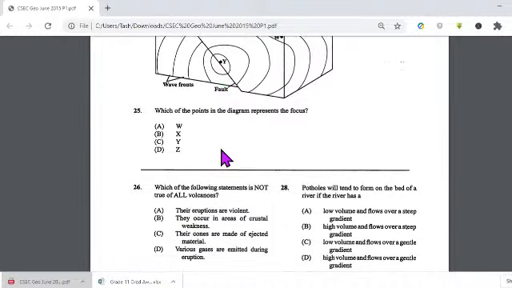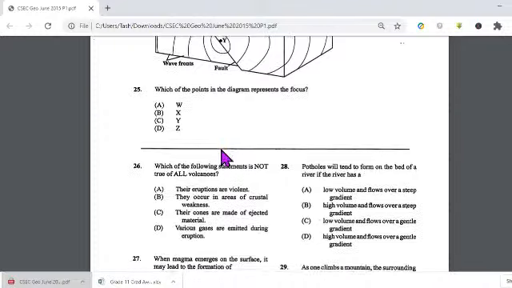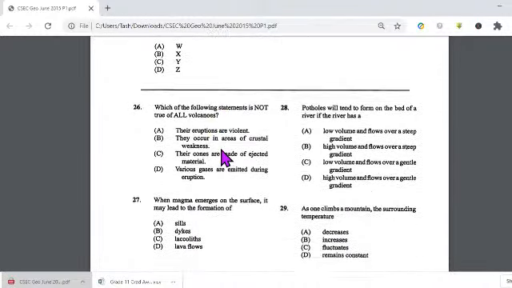All right, number 26. Which of the following, I'm still waiting for somebody to tell me the other word for focus. 26, which of the following statements is not true of all volcanoes? We saw this question again on maybe one of the older papers. So this question has been coming up for maybe 19 years, from 2001. So this is something that you want to pay attention to.